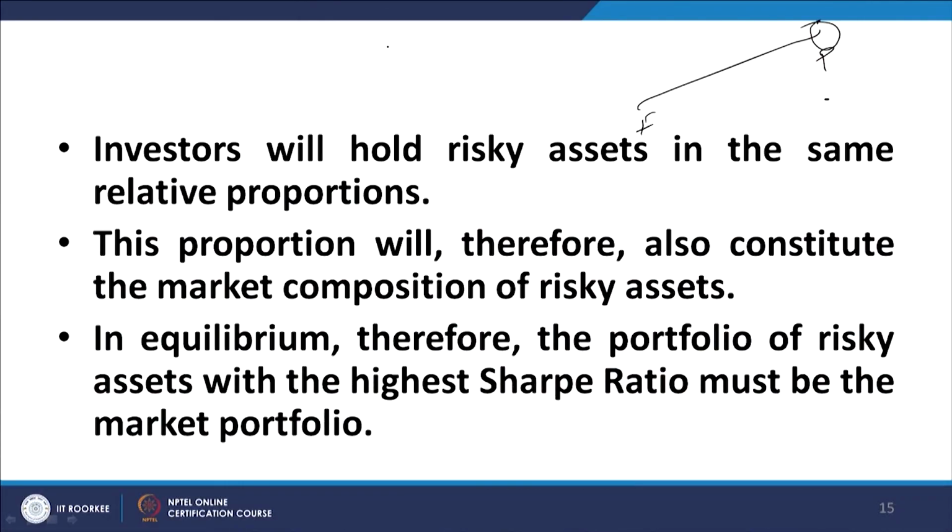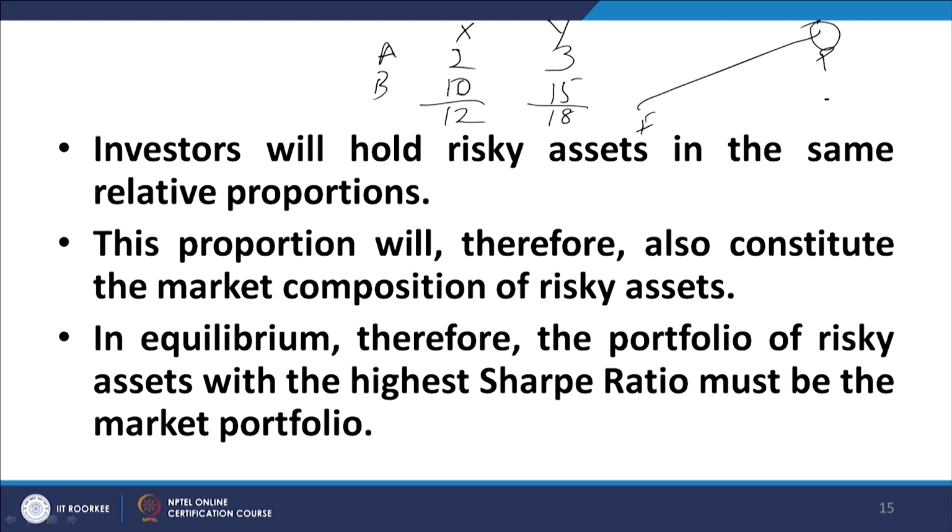Suppose there are two players in the market, A and B, and there are two securities X and Y. Let us say A is using 2 securities of X and 3 securities of Y, and B is using say 10 securities of X and 15 securities of Y. The market outstanding will be how much? The market outstanding will be 12 and 18, which will be in the same ratio as this or this.